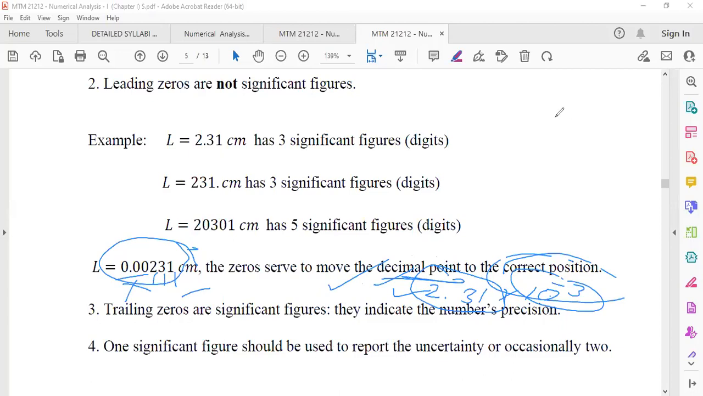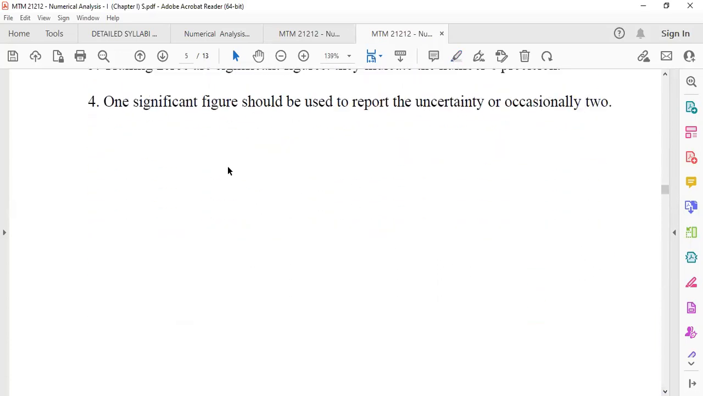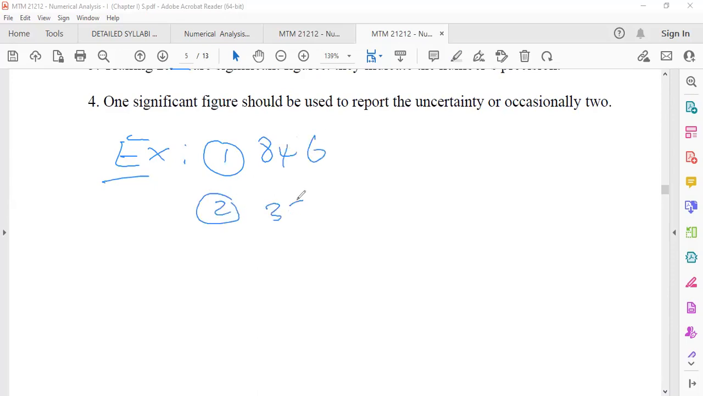I'll give you some examples. Can you try for some time? See whether you can understand the significant figures. First one, 8, 4, 6. Second one, 3, 5, 4, 6. Third one, can you write like this? How many significant figures can you find? So 5, 0, 0, 6.